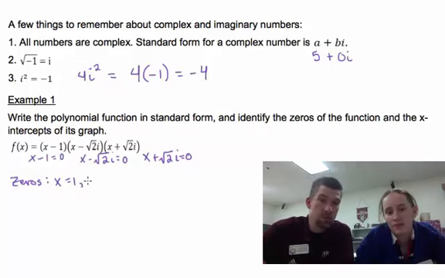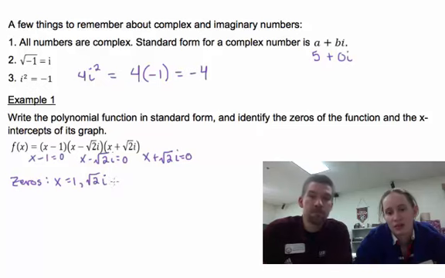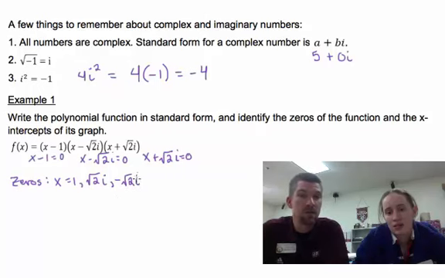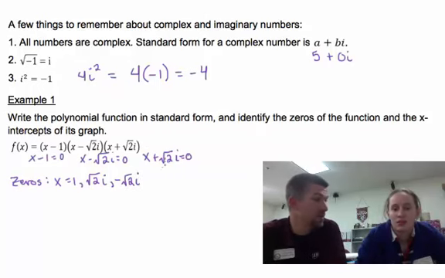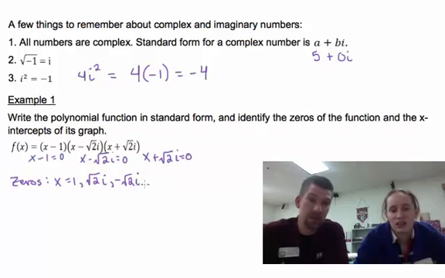Okay. x equals square root of 2i, and that's an imaginary number. Yes. And x equals negative square root of 2i, which is also an imaginary number. It's an irrational imaginary number. So it's got double duty i's right there.